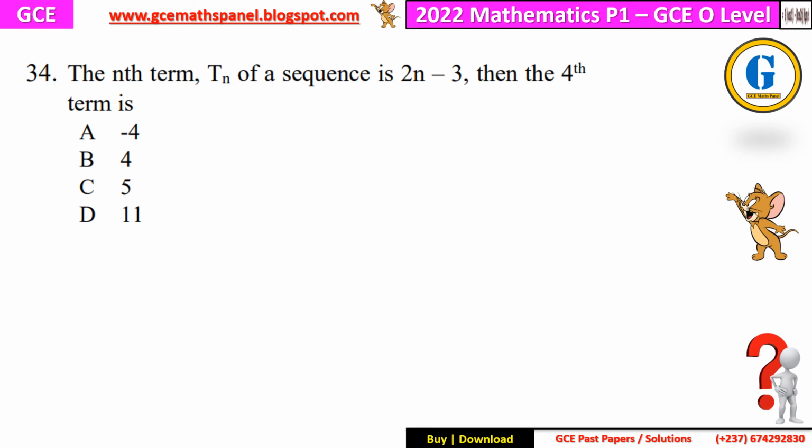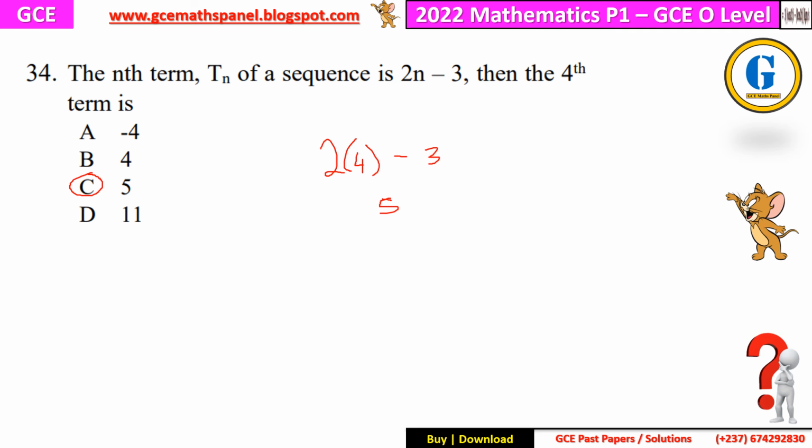Question 34, the nth term Tn of a sequence is 2n minus 3. Then the fourth term will just be equal to 2 into 4 minus 3. 2 into 4 is 8. 8 minus 3 is equal to 5. So we have 5.